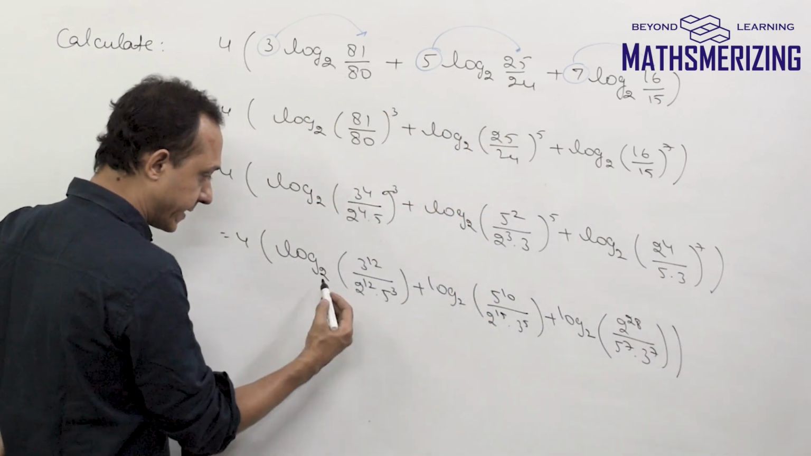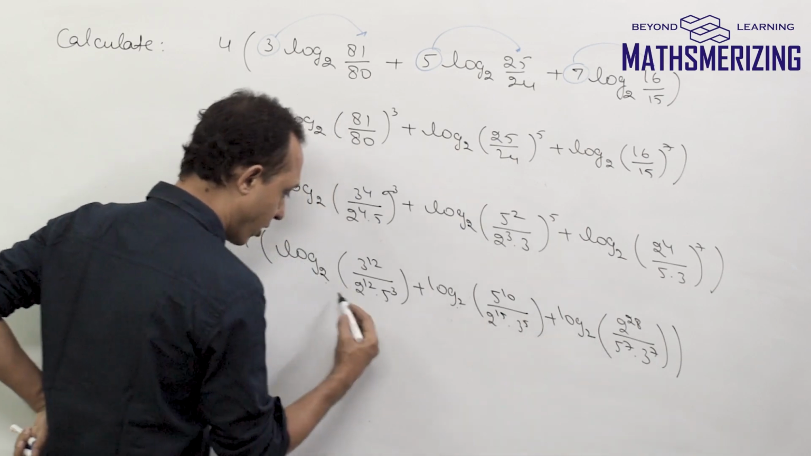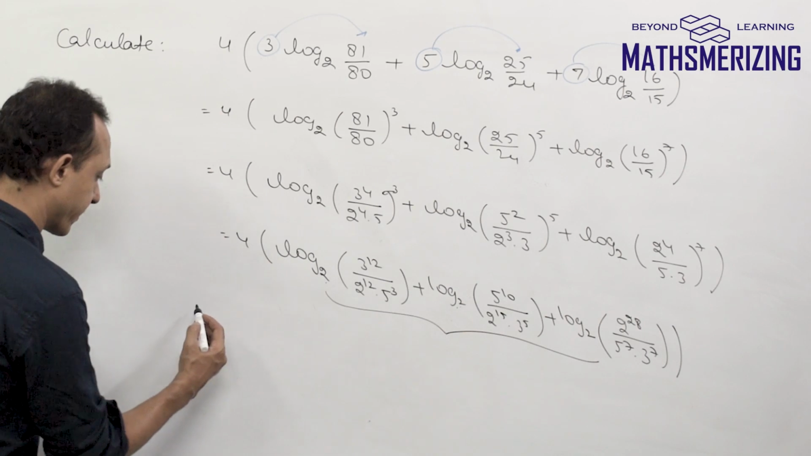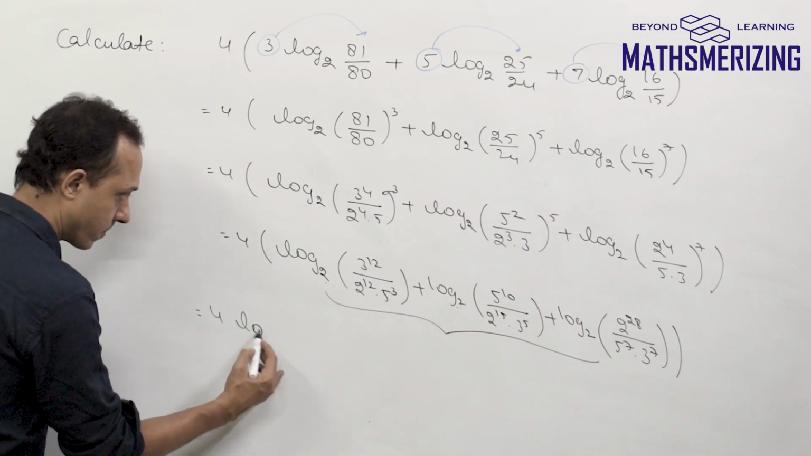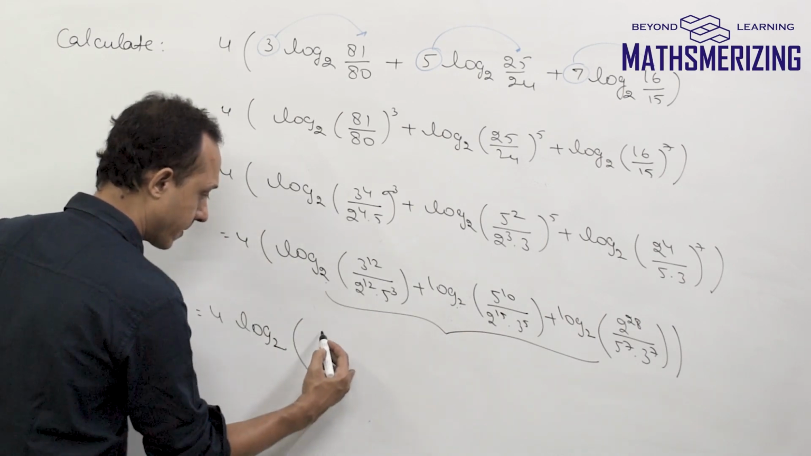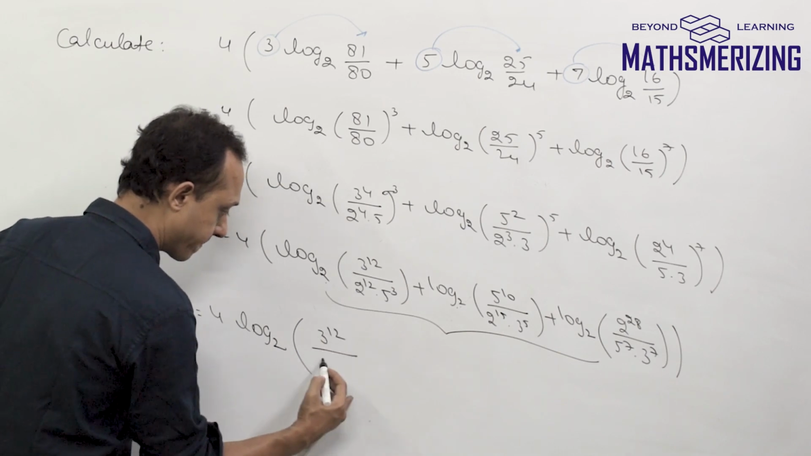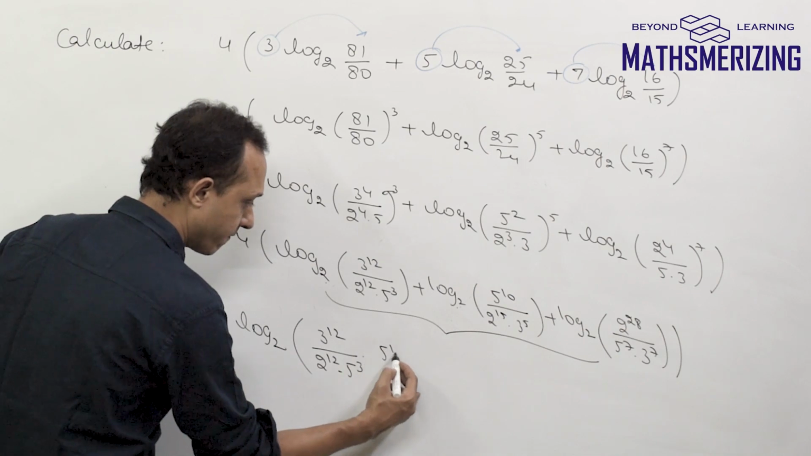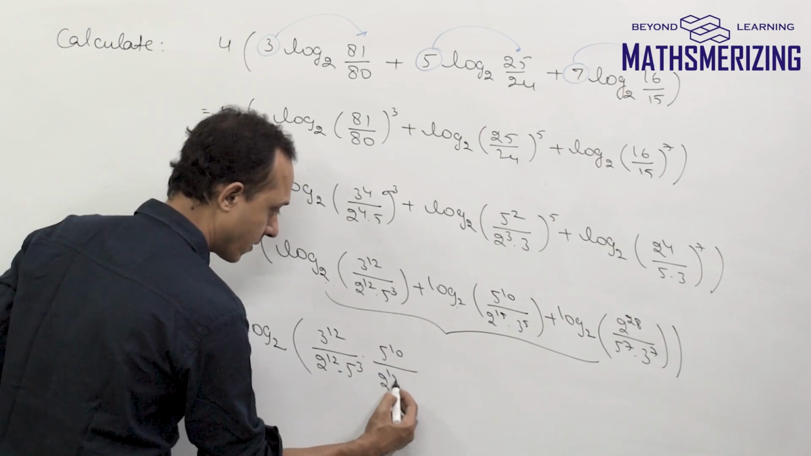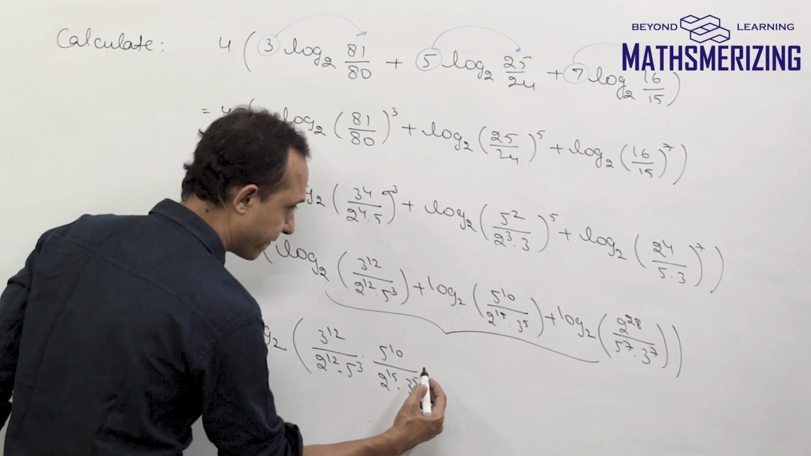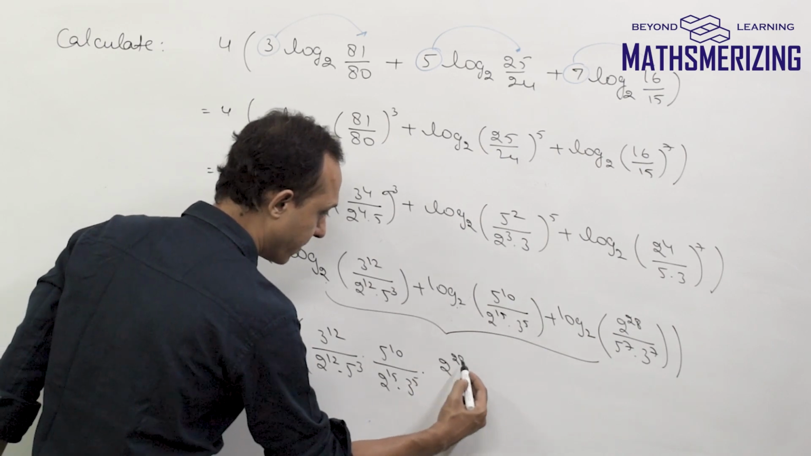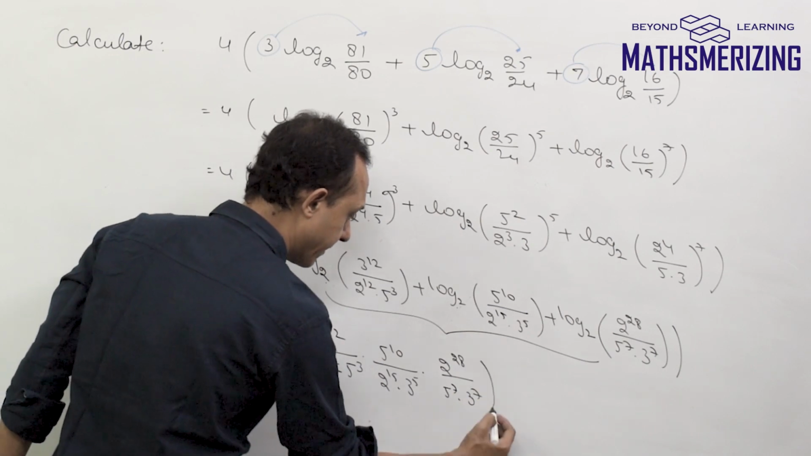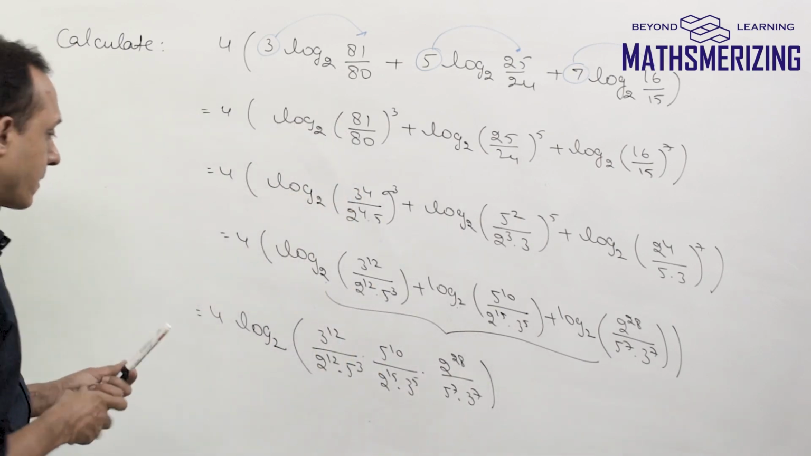Now another property that I see is, because the base is same, log m plus log n is log m into n. So I'll multiply everything, right? So I'll write 4 log 2, and this is 3 to the power 12, 2 to the power 12 into 5 to the power 3, 5 to the power 10, 2 to the power 15 into 3 to the power 5, and 2 to the power 28, 5 to the power 7, and this is 3 to the power 7.